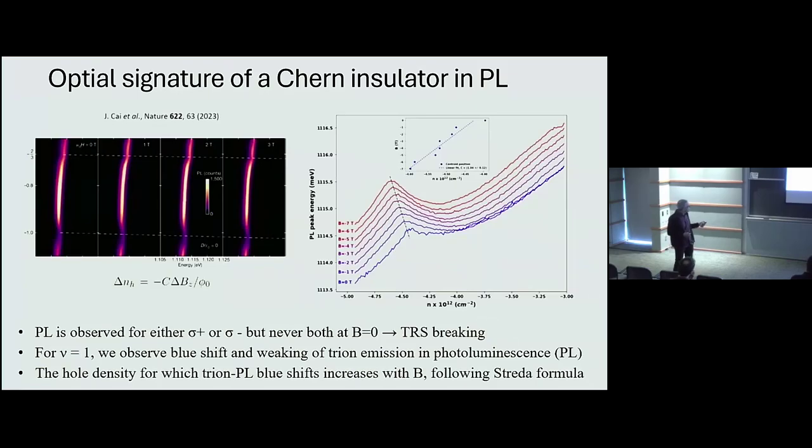But what is really interesting, of course, is that the cusp shifts to higher energies. This is our data for our sample. You see that there is a shift towards higher densities, where the maximum of the PL energy is, not PL intensity. And you can map this as a function of magnetic field, and you see that it nicely follows the Streda formula.